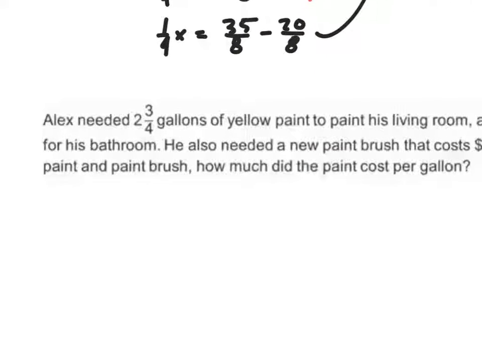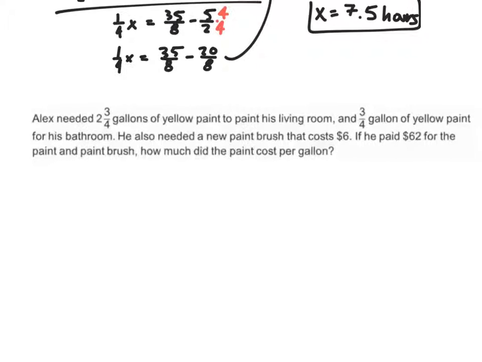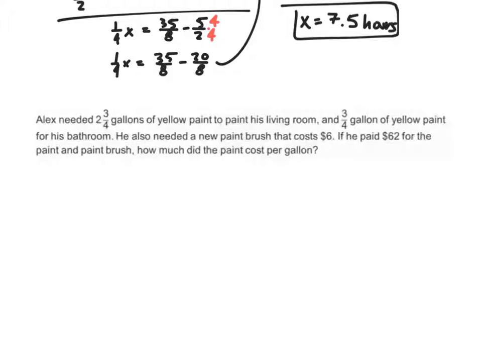Okay. All right, and the next one, it says Alex needs 2 3/4 gallons of yellow paint to paint his living room and 3/4 of a gallon of yellow paint for his bathroom. He also needed a new paintbrush that cost $6. He paid $62 for the paint and paintbrush. How much did the paint cost per gallon? Okay, so we're going to have x equal the cost per gallon.